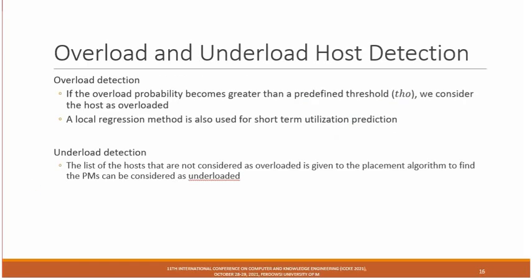For overload detection, if the overload probability becomes greater than the predefined threshold, we consider the host as overloaded. Also, a local regression method is used for short-term utilization prediction. For underload detection, the list of the hosts that are not considered as overloaded is given to the placement algorithm to find the PMs that can be considered as underloaded.